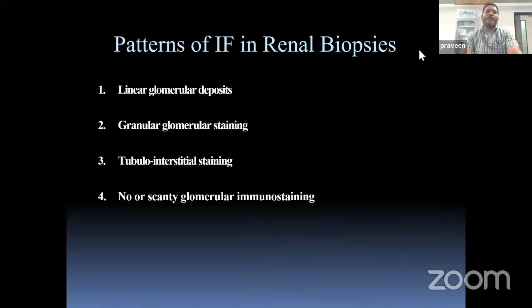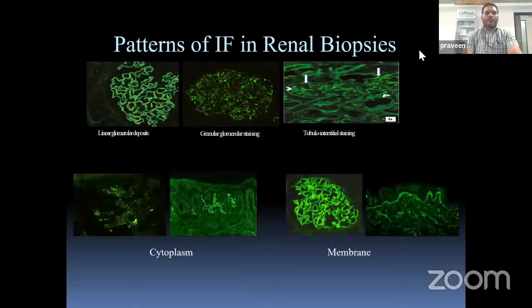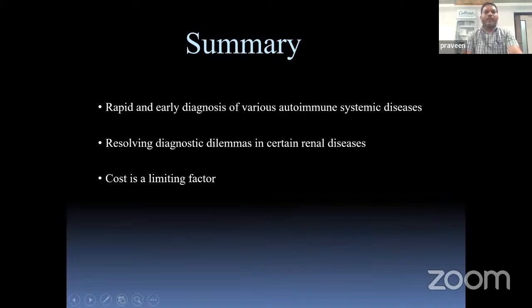Pattern of IF in renal biopsy. These are some patterns we saw under the microscope: linear glomerular deposits, granular glomerular staining, cytoplasmic staining, and membranous staining. Summary: it is a rapid and early diagnostic tool for various autoimmune and systemic diseases, resolving diagnostic dilemmas in certain renal diseases, and it is cost limiting. Thank you.